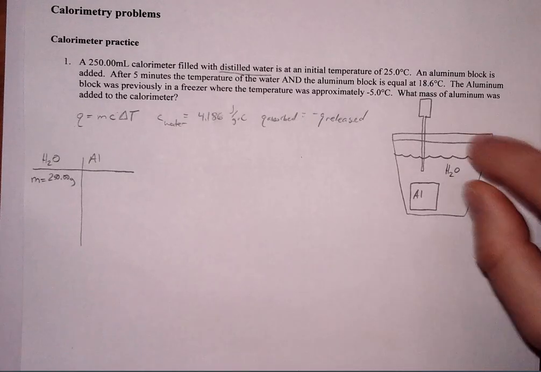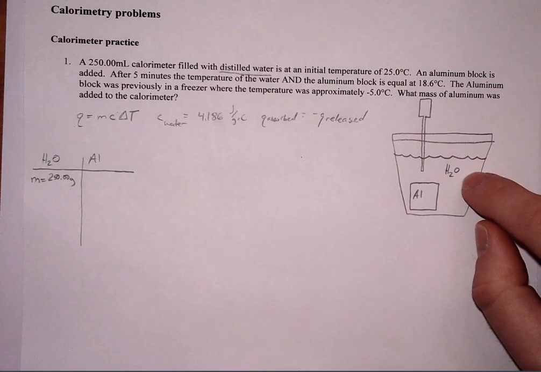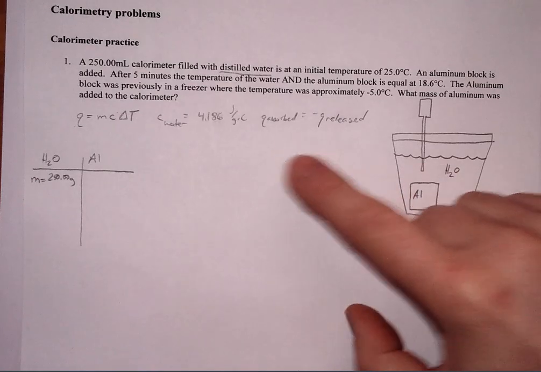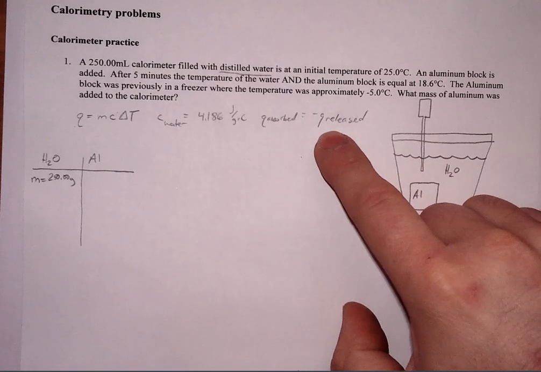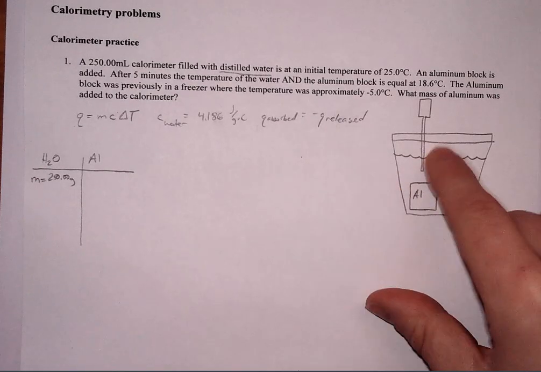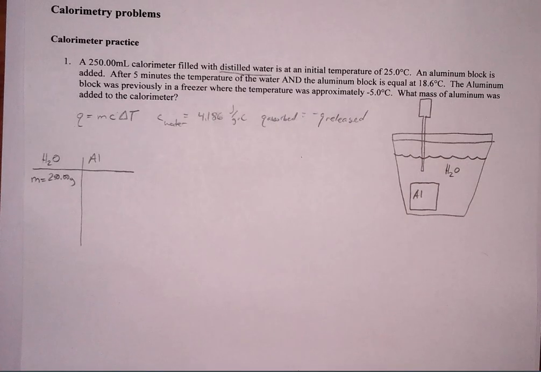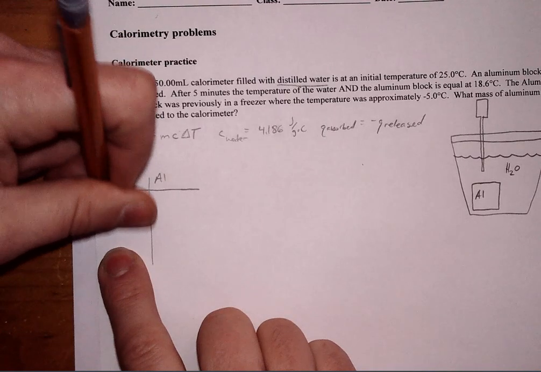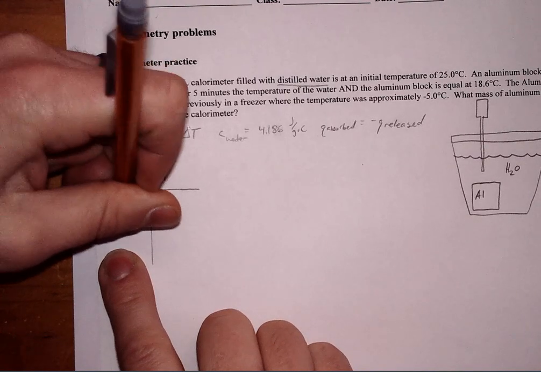And so it's important to know that heat, in this case from the water, isn't being absorbed, it's being released. So I should get a negative Q value here. And let's see if we do. Because if I take 18.6 and I subtract it from 25, I should get negative 6.4. And so that's going to be my change in temperature for my water.